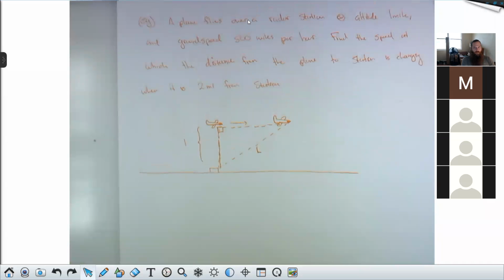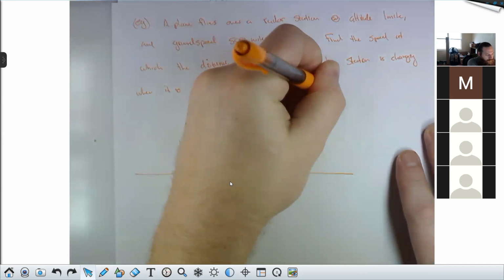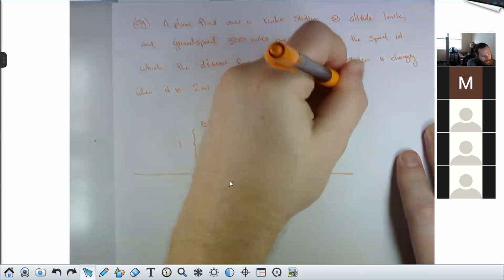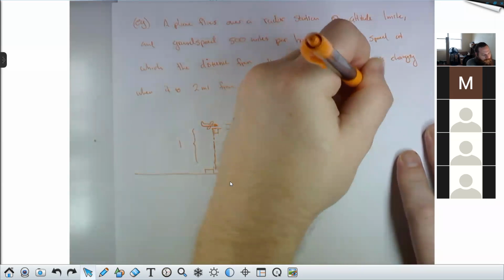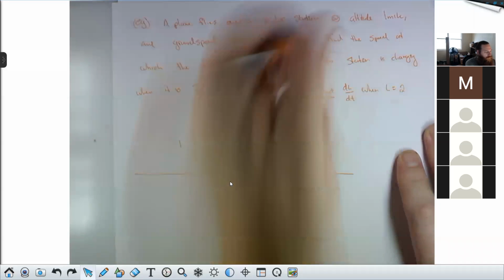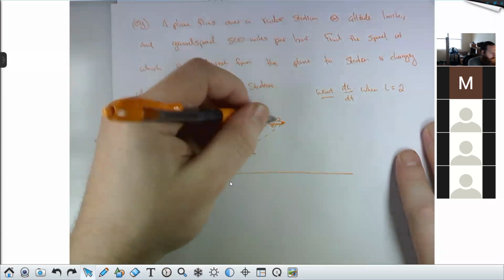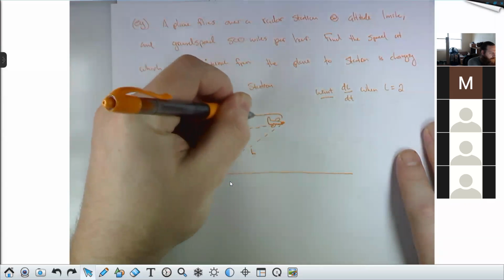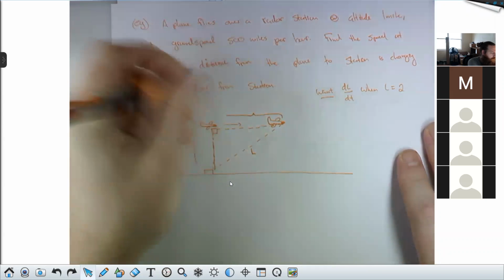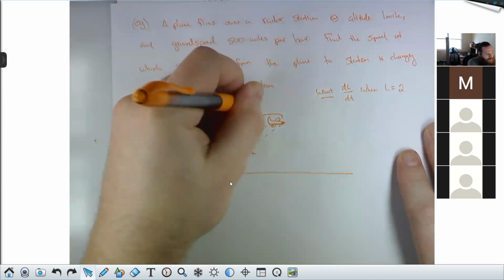They want to know, at the moment when L is 2 miles, what is dL/dt? So what do we want? We want dL/dt when L is equal to 2. Okay. The other thing we should label here, of course, is the distance the plane has gone from its spot overhead the radar station. So I'll call this distance x.